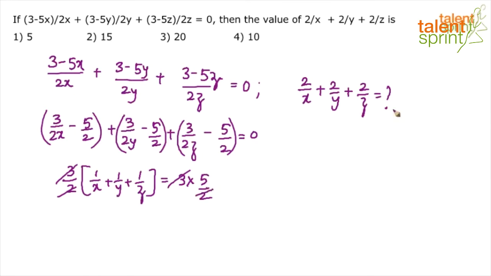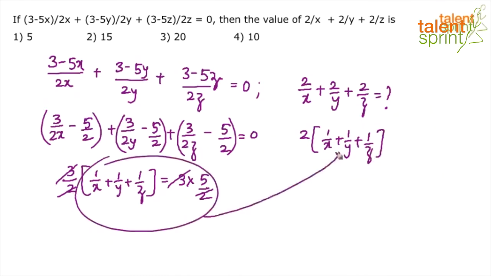But what is he asking us to find out? 2 by x plus 2 by y plus 2 by z. So if we take 2 common here, we'll have 1 by x plus 1 by y plus 1 by z. We already know that 1 by x plus 1 by y plus 1 by z is 5. Substitute here. So what do we get? 2 into 5, which is 10. Option 4 would be the answer, right? Simple.